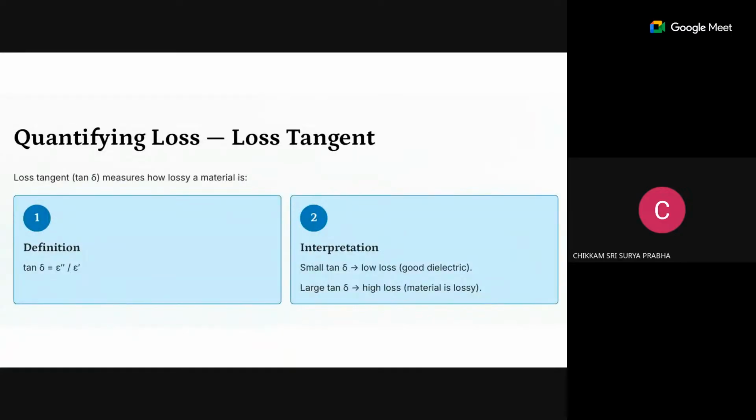Finally, like we defined imaginary and real part, from those we can define another parameter called loss tangent. It is defined as the ratio of imaginary to the real part. This shows how lossy a material is. Coming to the mathematical equation, it is given as tan delta equal to epsilon double dash by epsilon dash, where, as I said before, epsilon double dash is the imaginary part and epsilon dash is the real part.